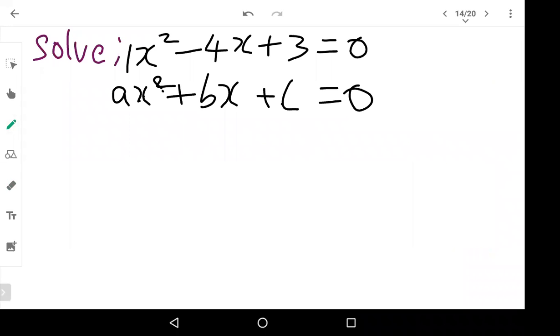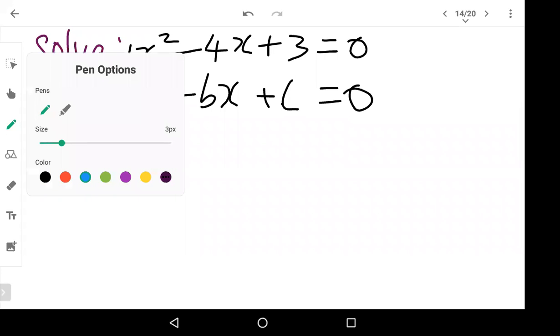Okay, so listen carefully. This is the first problem under the factorization method. Under quadratic equations, we were solving by the factorization method. Whatever equation you get is in the form of ax square plus bx plus c. Now let us define the values of a, b and c here.